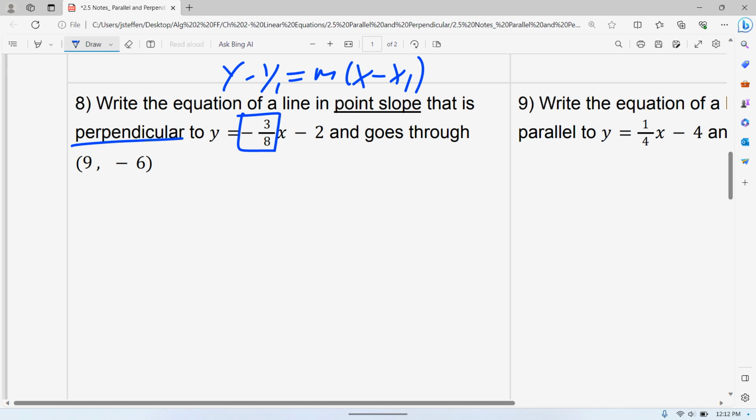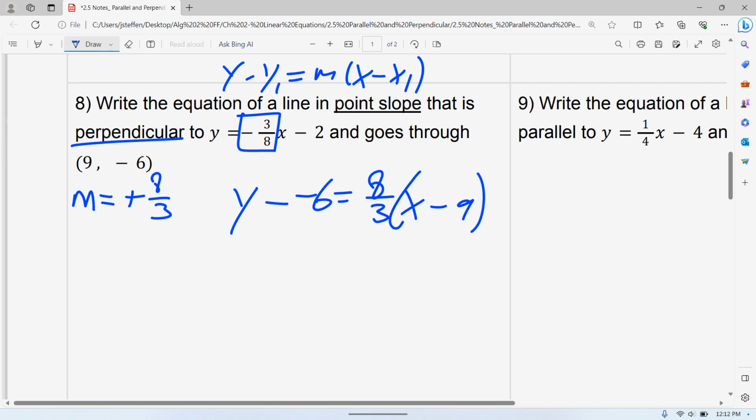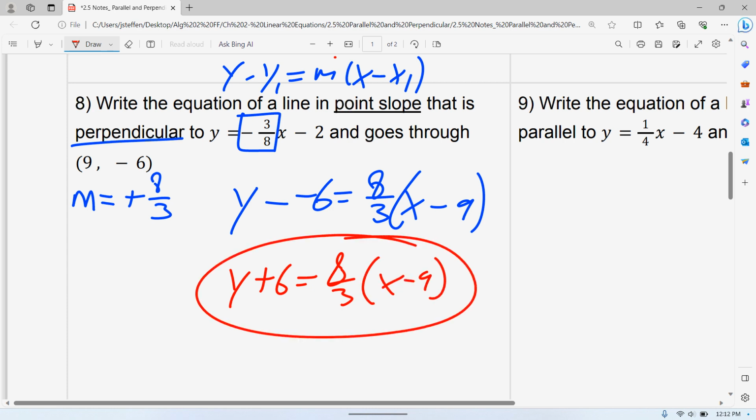So not a bad idea, like I did with this one, is highlight where your slope is. And then again, I like to say, so the slope I'm going to use is the perpendicular, so it's opposite reciprocal, so it's positive 8 over 3. Now I know my slope, I have my point. y minus y1 is equal to 8 over 3 times x minus x1. Like the other day, in my answer in point-slope form, I would like you to go ahead and take out the minus negatives. So we just have y plus 6 is equal to 8 over 3 times x minus 9.